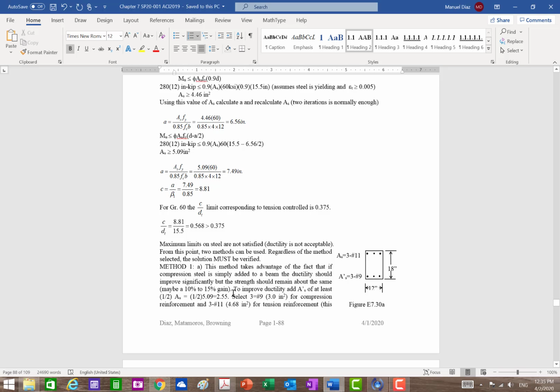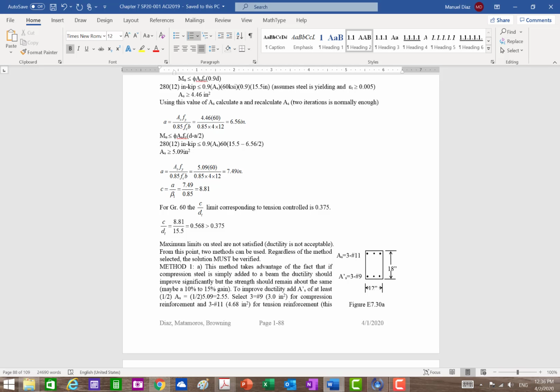So we will look at the tables. Probably these 3 number 9s are good. Okay, so we use 3 more. So we're using 3 number 9s here on the compression side. Remember, the compression side is at the bottom. Why? Because this is a negative moment, right? So negative moment, tension at the top, compression at the bottom. Okay. So I'm going to use that for compression. And for my tension reinforcement, I'm going to use 3 number 11s.